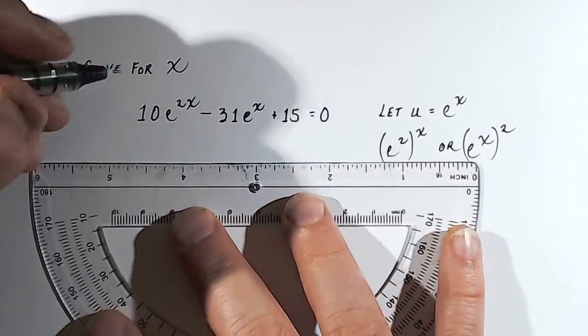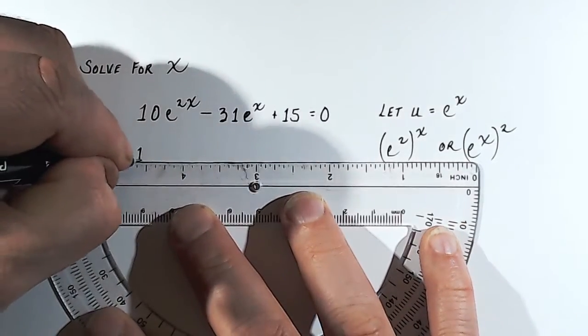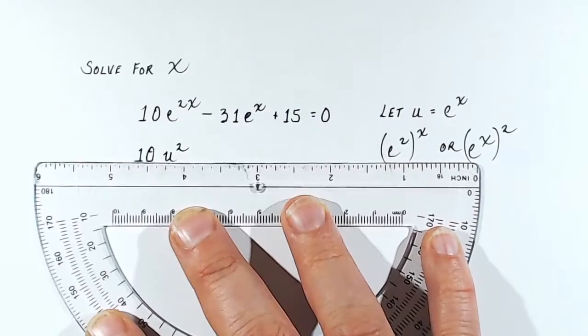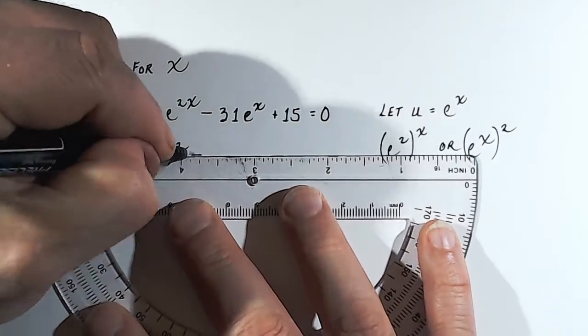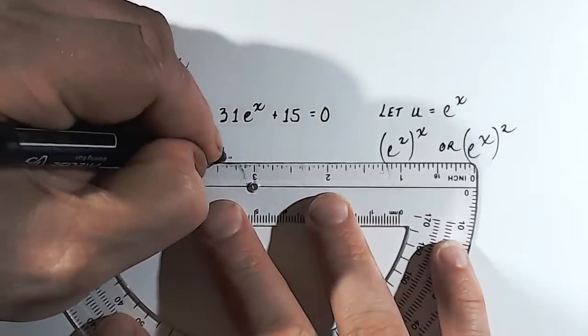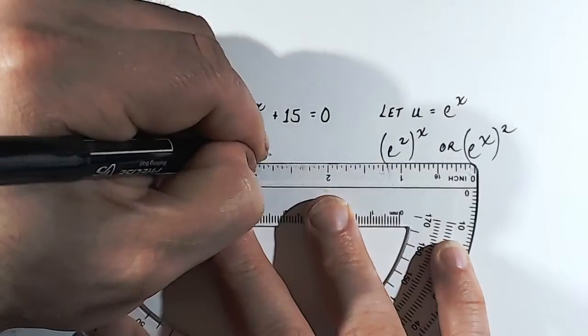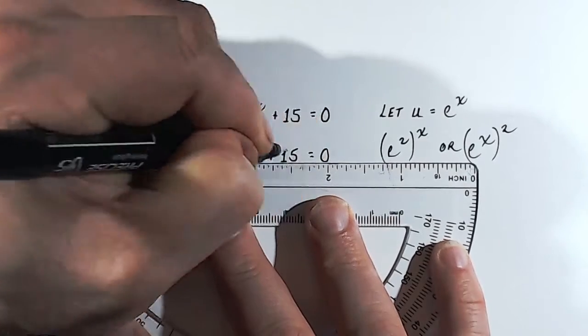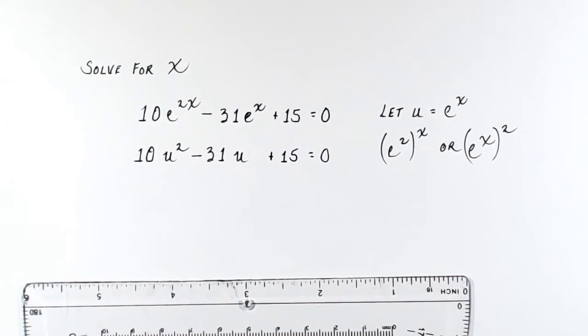So when I rewrite this equation, I'll write 10u squared. That's probably the most confusing part of what we're doing here. Minus 31, and here I just got e to the x, so 31u plus 15 equals 0.